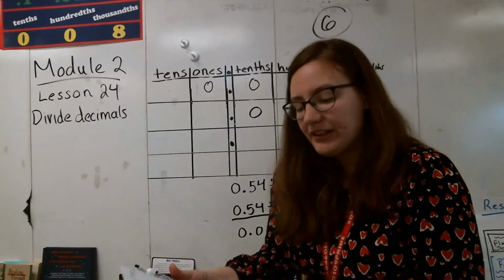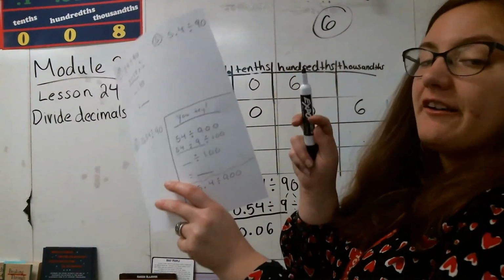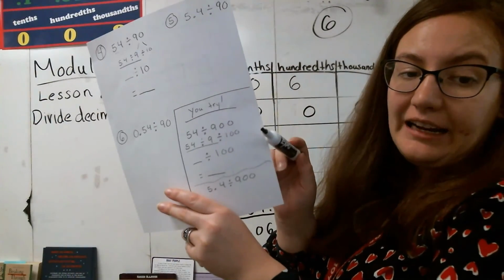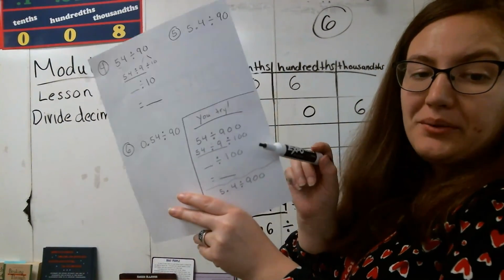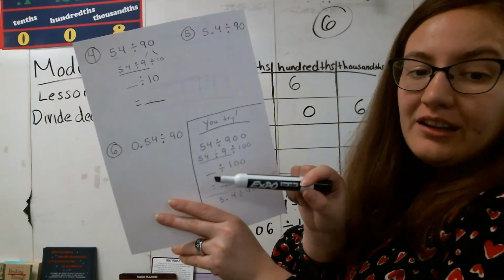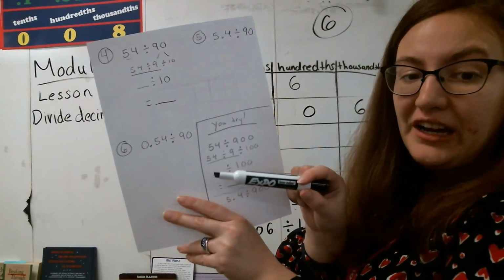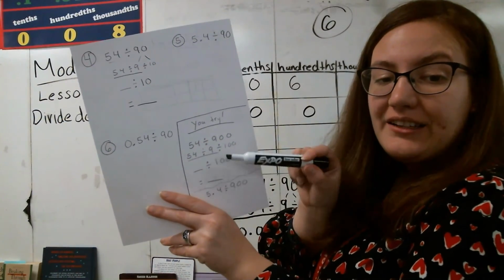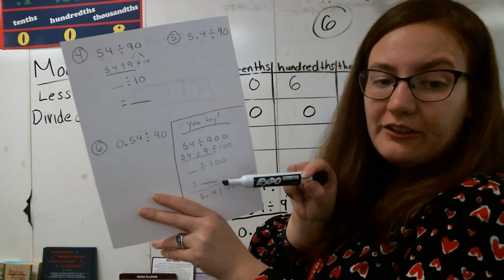So fifth grade, when you get to this very last problem, you're going to be doing 54 divided by 900. When you do this problem, I kind of got you started. You're going to think about what's 54 divided by 9. And then think about what is that divided by 100, and that will give you your final answer.